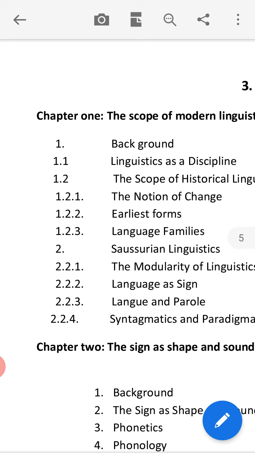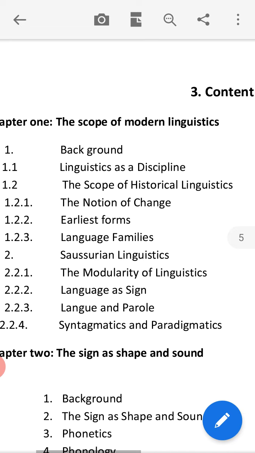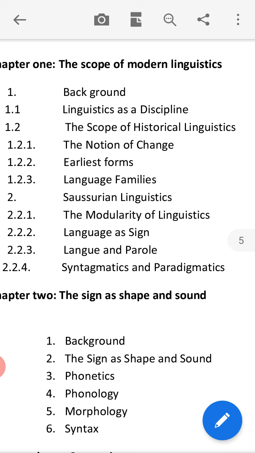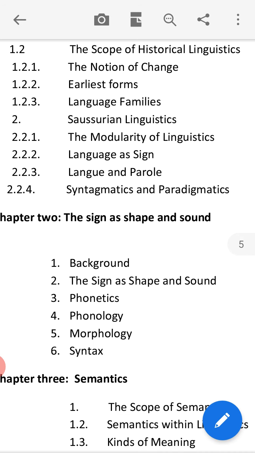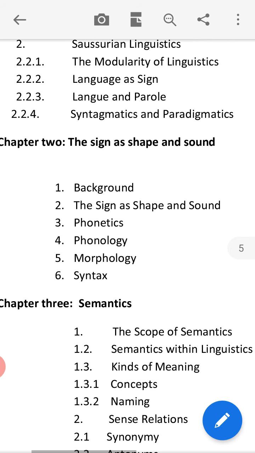So we are going to focus on linguistics as a discipline, then the scope of historical linguistics, the notion of change, earliest forms, language families, sociolinguistics, where we introduce the notion of sound, and the modularity of linguistics, because this also represented linguistics as a discipline separate from other disciplines. Linguistics was always, at another time, presented in connection with other disciplines, like in Greek philosophy, where language and the mind, language and nature, language and God, language and divinity, all these questions were posed.